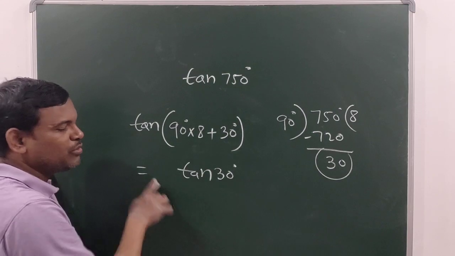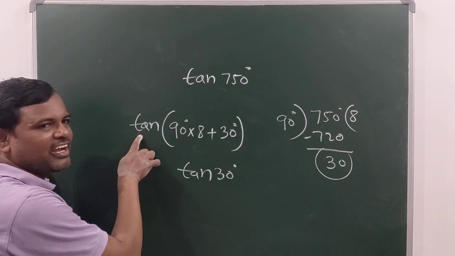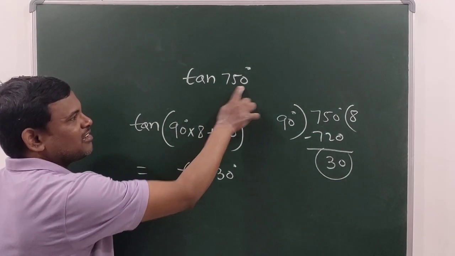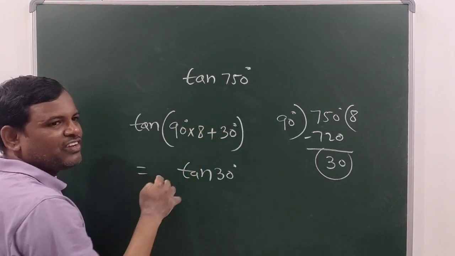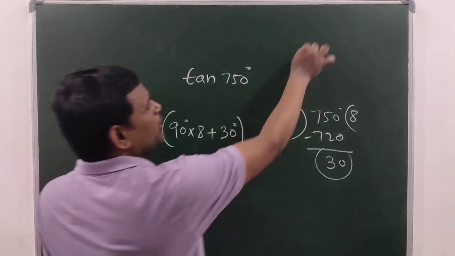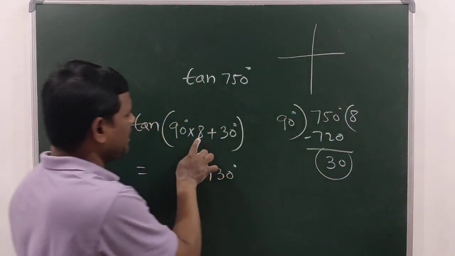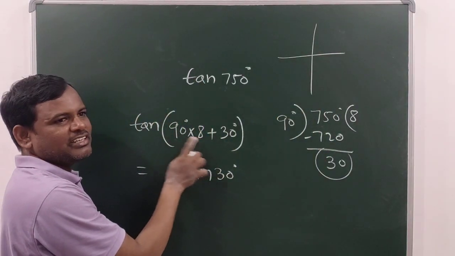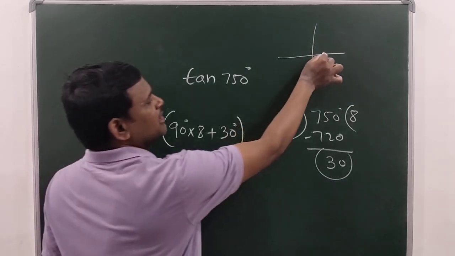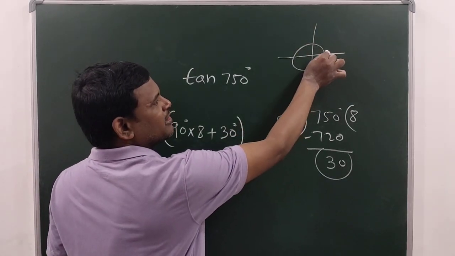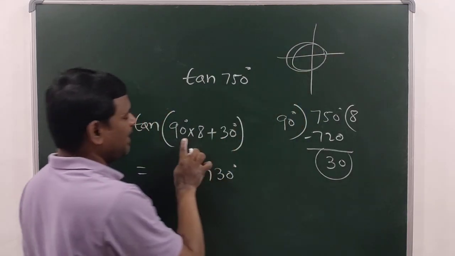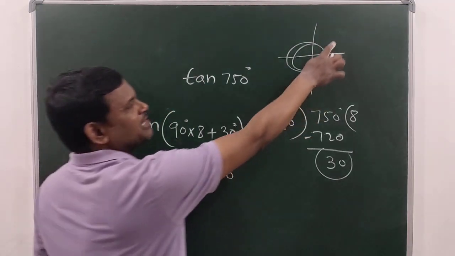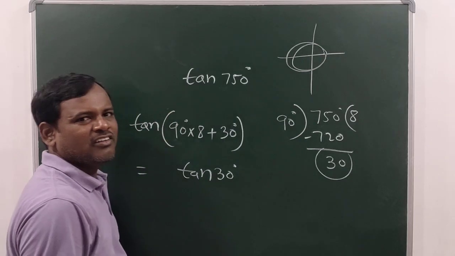Okay. Hereafter, what do you have to think? The sign of tan in this quadrant. So now 750 belongs to which quadrant? See here, how many 90s are there? 8 90s. So 4 90s covered. Again come here, 8 90s. Now 8 90s plus is given. Plus means it belongs to the first quadrant.